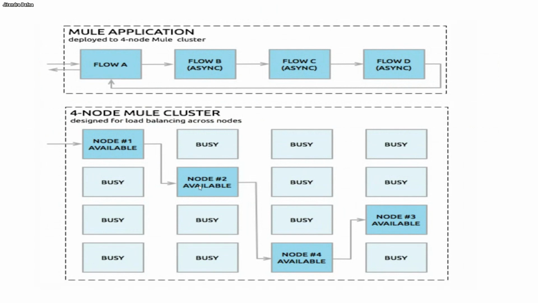If you are not using the VM queue, then everything will be processed by one node. So if node 1 received the message, the whole message will be processed by node 1. But if you want to achieve zero message loss or guaranteed message processing, you can use this kind of architecture.